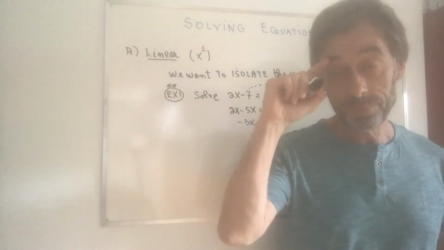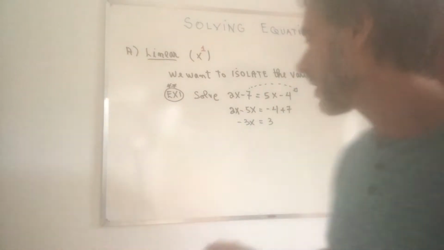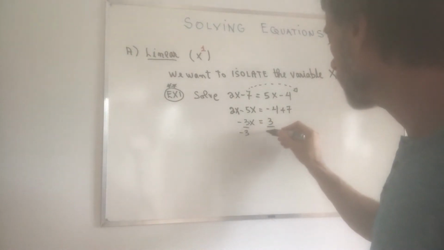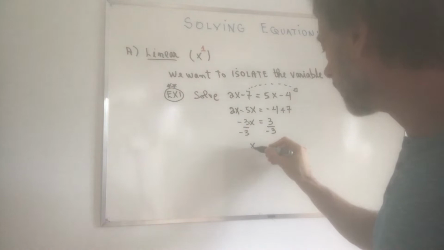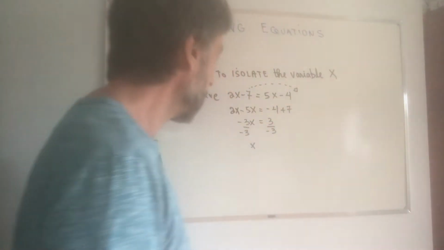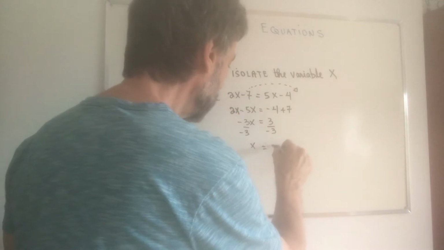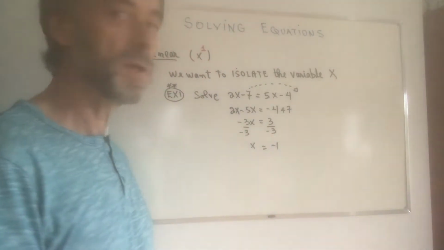And what do we do now? Anybody remembers? Yeah, we divide both sides by negative 3, and we have achieved what we were up to. We want to isolate x. There it is happening right here. And the answer to this is minus 1.